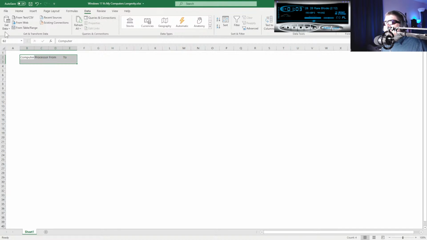And let's give this a Power Query type format here. So, data from table and range. Yeah, let's do that. Let's actually make a bogus Power Query thing.